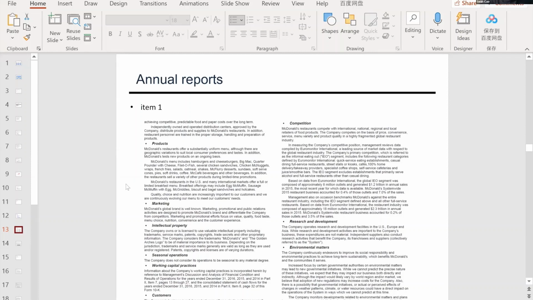Fillet of fish, chicken sandwich, chicken McNuggets, wrap, French fries, salad, oatmeal, shakes, desserts, sundae, soft serve cones, pies. Yeah, and then they talk about the products and the restaurants in the US, many international markets offering a full limited menu with sandwiches, biscuits, eggs, and okay. So by reading this information, you know what McDonald's is doing, right?